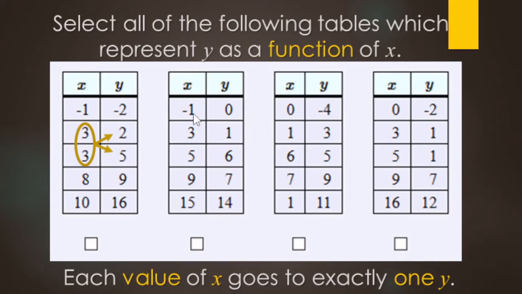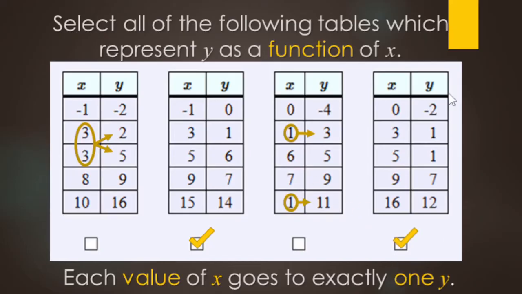Let's look at this guy here. This x, 1 y. This x, 1 y. This x, 5 goes to 6. 9 goes to 7. 15 goes to 4. Each of these inputs goes to exactly one output. So yeah, that one is going to be a function. That one's good. Now let's check this one out. 0 goes to -4. 1 goes to 3. 6 goes to 5. 7 goes to 9. 1 also goes to 11. So there we go. This input of 1 has two different outputs, here and here. So no, not a function.